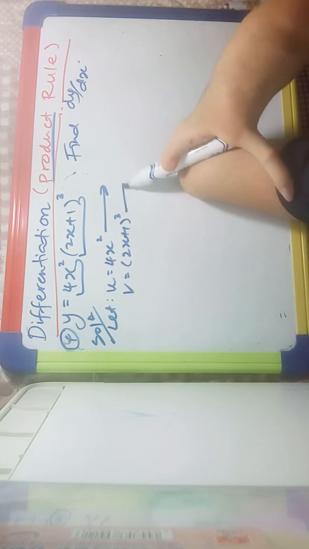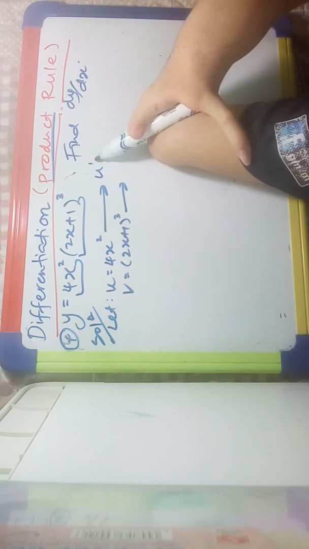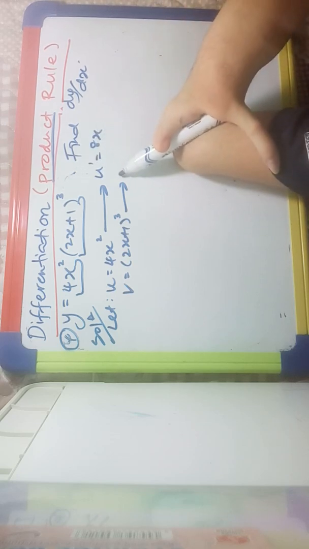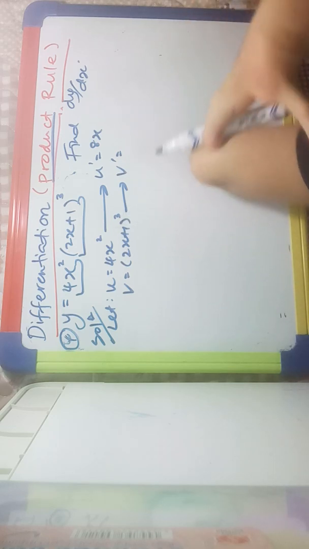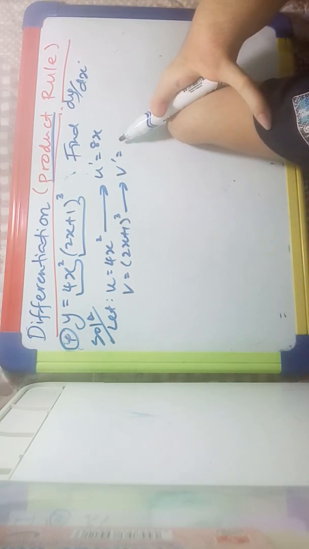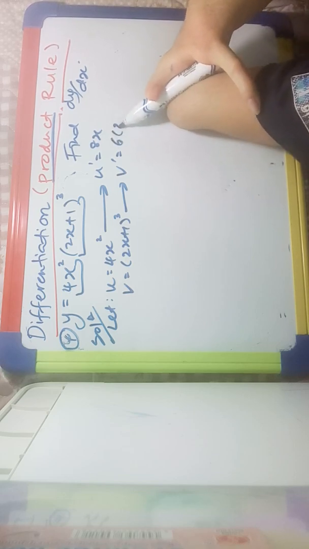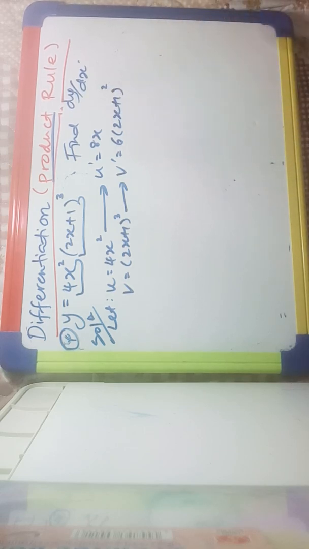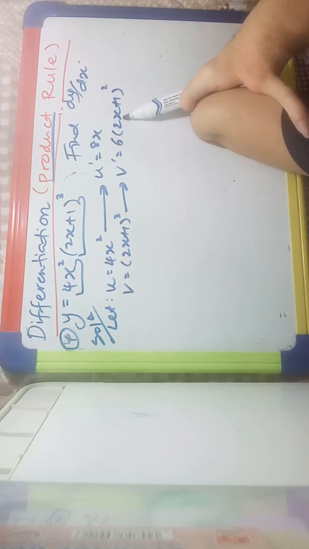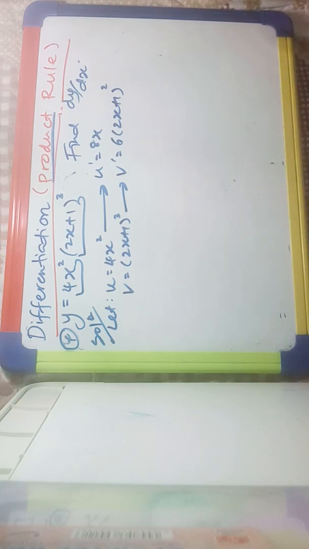Okay, now I want you to differentiate each of them. So what is u prime? 8x. What is v prime? Use outside and inside rule. So power outside first. 3 bracket 2x plus 1 square times 2, so you get, I will write down the final answer, okay? 6 in bracket 2x plus 1 square. How to get this one? You can do step by step. Outside and inside.